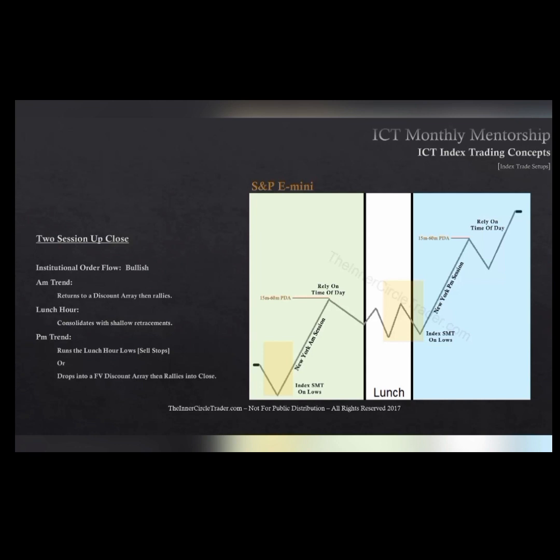The AM session and the PM session highs initially are most likely going to be a 15-minute or a 60-minute PD array. Now, since we're looking at a 2-session up close, both the AM session and PM session PD array is going to be a premium array. Now, again, it could be a 15-minute premium array or a 60-minute premium array, but you're aiming for that for both sessions. Now, if you notice how I have the diagram on the PM session, going into the close, it could be 2 stages. It could fall short of a 15 or 60-minute PD array and start to retrace.